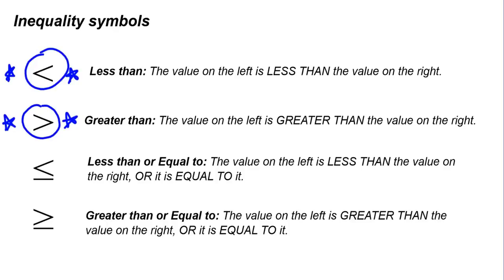And then here are a couple others that some students may have never seen or get confused. This is the less than or equal to symbol. So now we've got two options. The value on the left is less than the value on the right, or the value on the left is equal to the value on the right. If either one of those is true, then that inequality statement is true. And then finally, we have the greater than or equal to symbol. Again, that means the value on the left is greater than the value on the right, or the value on the left is equal to the value on the right. So we've got a couple options there.